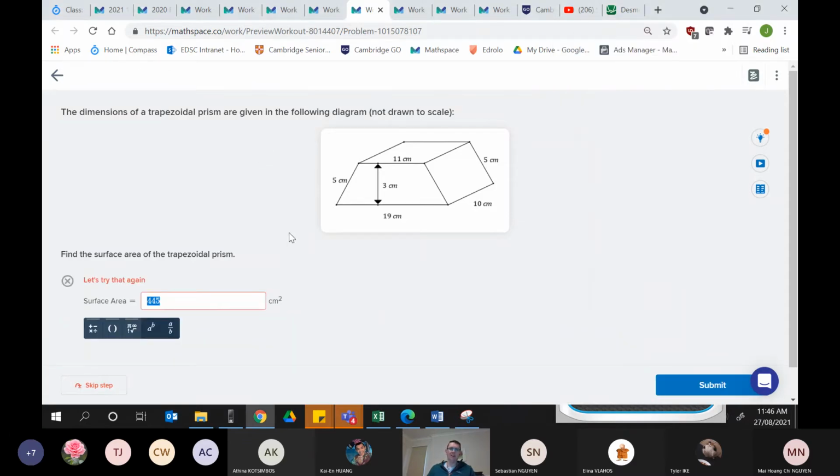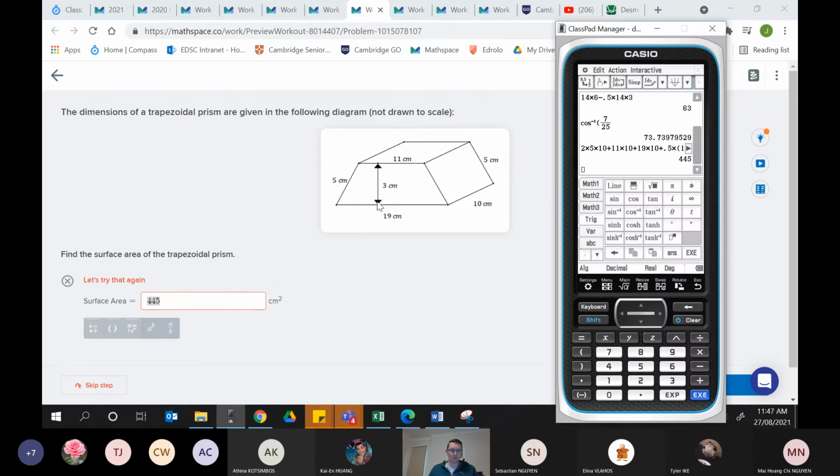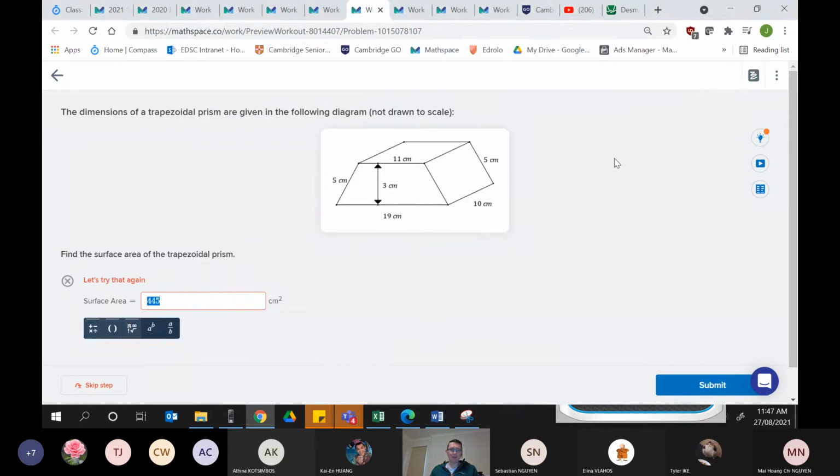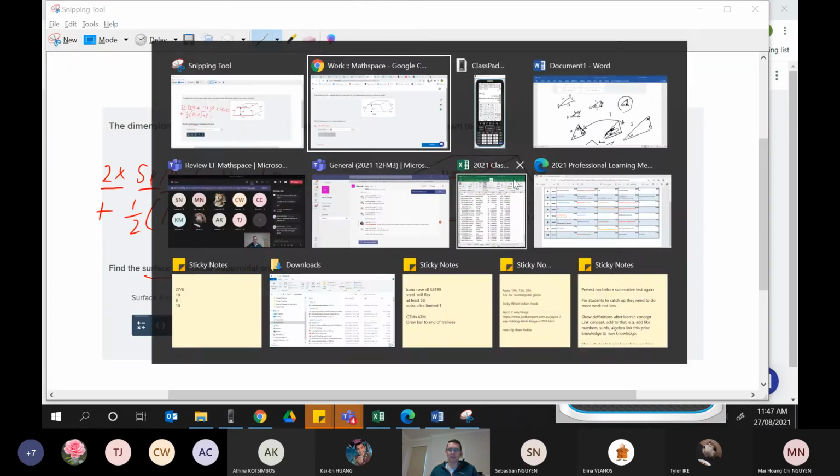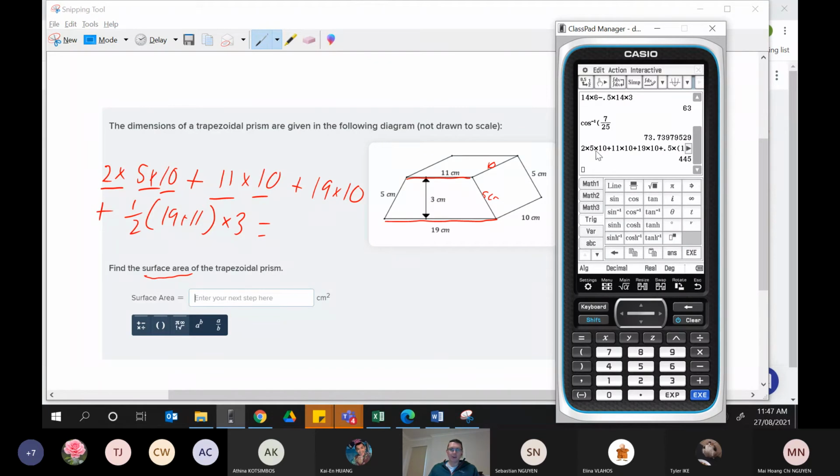Oh, and I didn't. Oh, there we go. After I talked about all that, surface area of the total prism. Okay, so I'll stuff that up. After I just talked myself up, that's rather funny. I should have gone back and checked it. 2 by 5 by 10 plus 11 by 10 plus 19 by 10 plus 0.5 by 19 plus 11 by 3. Oh, that was my fault.